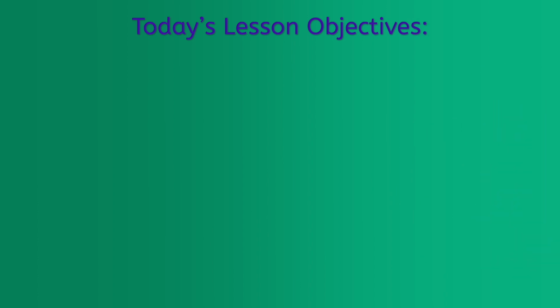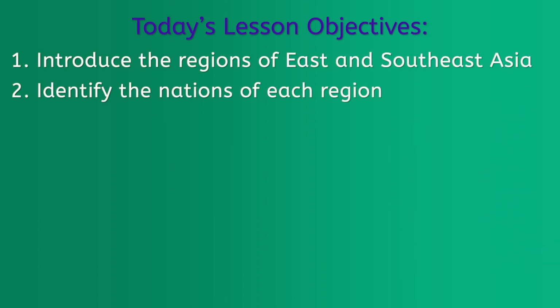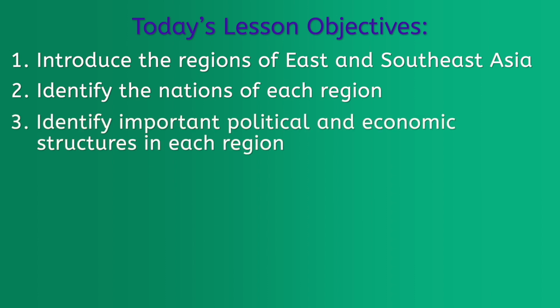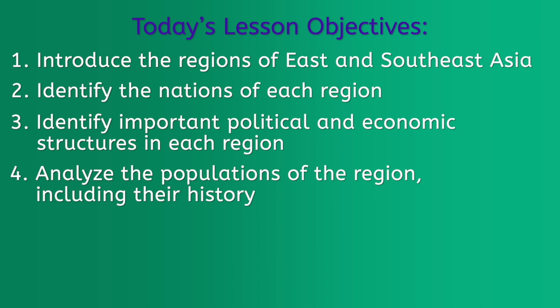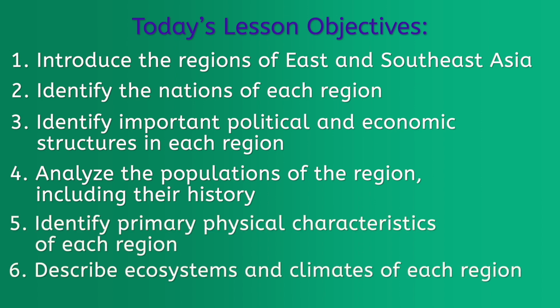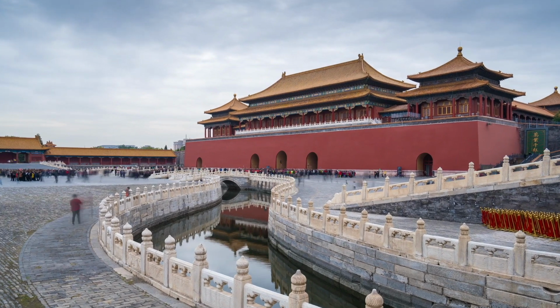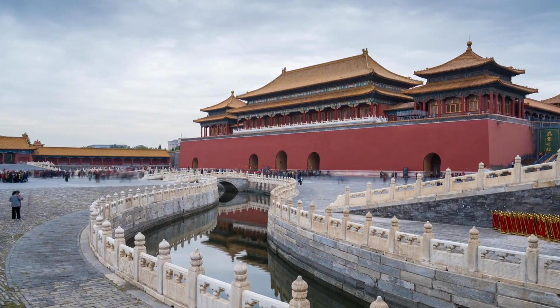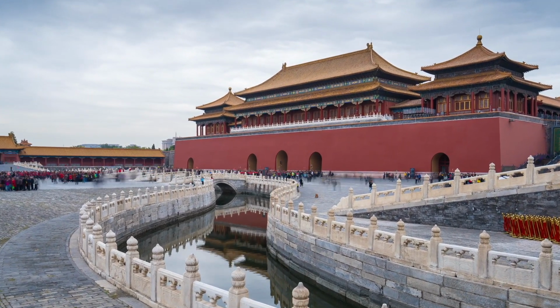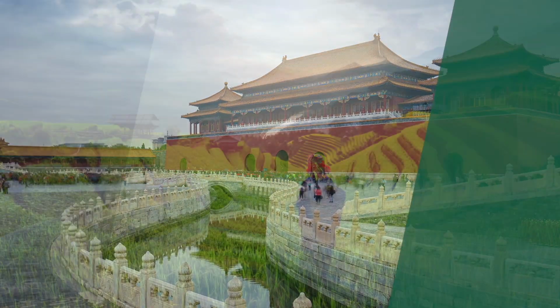Today we'll introduce you to the regions of East and Southeast Asia, identify the nations of each region, identify important political and economic structures, analyze the populations and their history, identify the primary physical characteristics, and describe the climates. As you learn today, pay attention especially to how this region compares to others we've studied in terms of relative location and political structures. Look for both similarities and differences along the way.